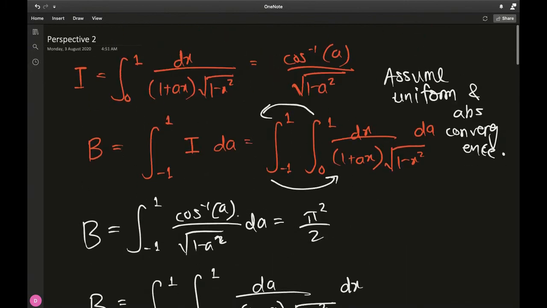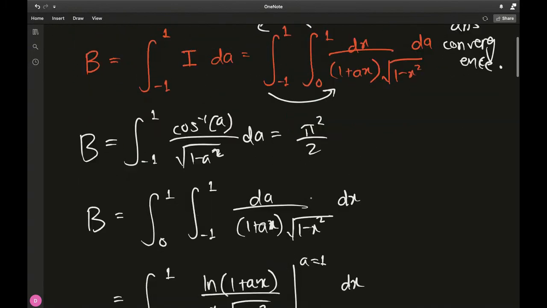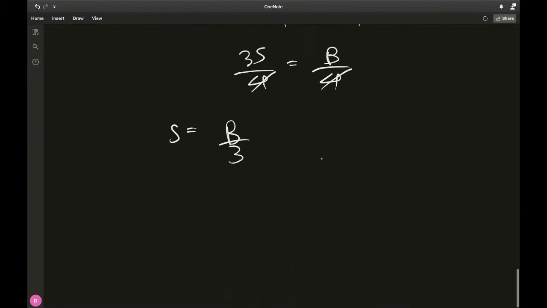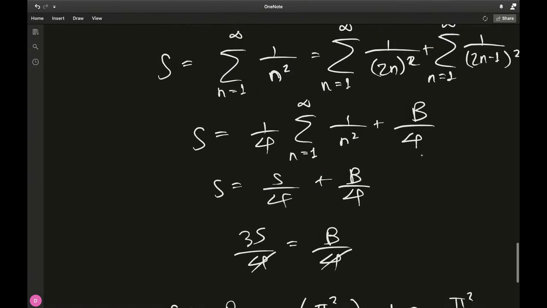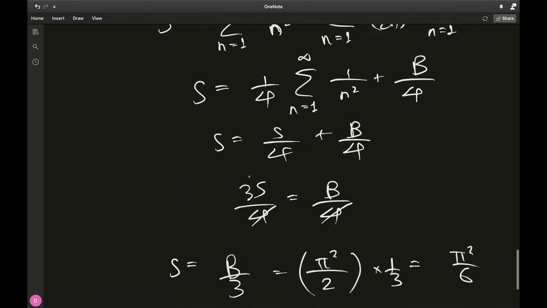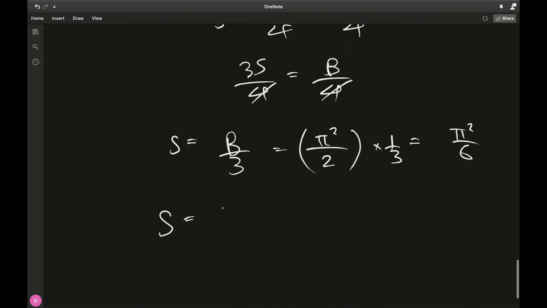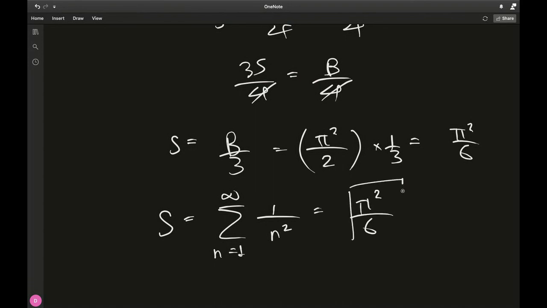From perspective 1, if you remember, b is pi squared over 2. So all we have here is pi squared over 2 along with a factor of 1/3, which turns out to be pi squared over 6. And what is S? Let's write it down officially. Sum from n equals 1 to infinity 1 over n squared. That turned out to be pi squared over 6. So it's truly a magnificent answer.